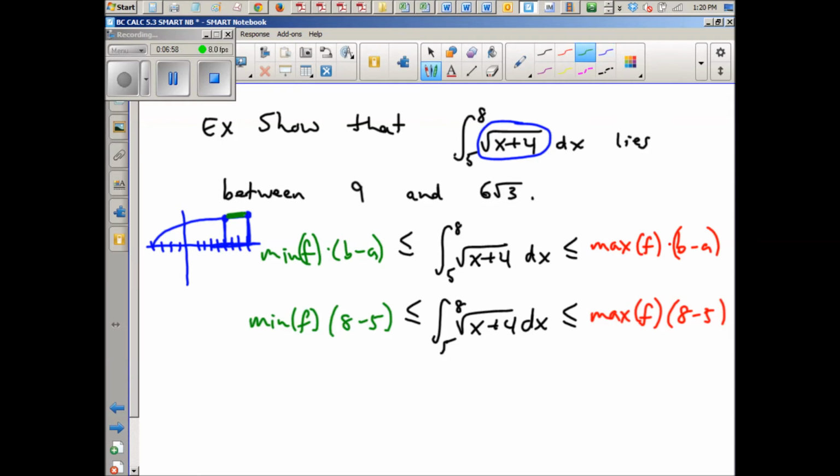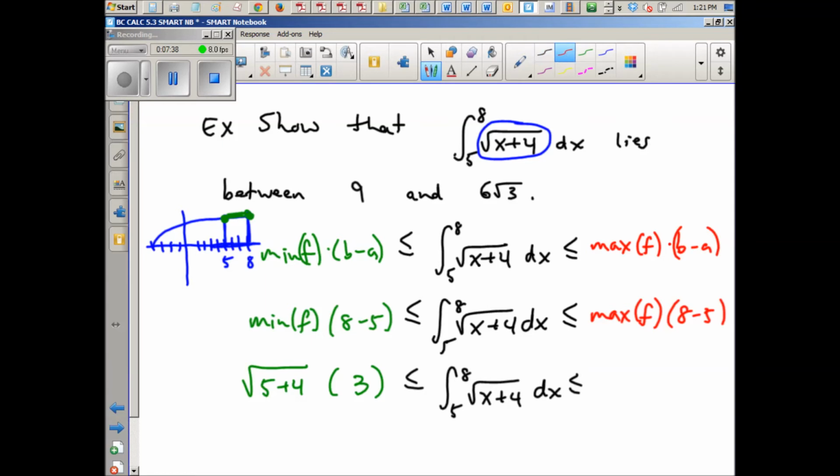Okay? What is the minimum value of this function on this interval from 5 to 8? Well, this thing is rising the entire time. So I think the minimum value of this function in this little interval is f of 5. And the maximum is over here at f of 8. It's higher up, see? So min is just simply square root of 5 plus 4, and this is, of course, just 3, and then the max value is the square root of 8 plus 4 times that 3 there, and we've done did it.